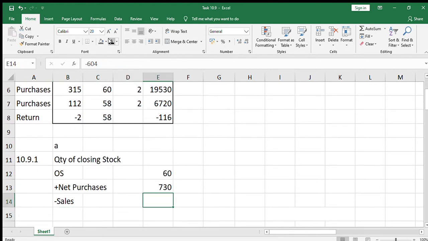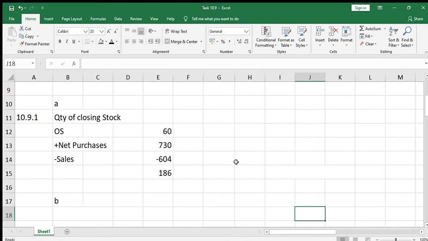Okay, and sales, how many units were sold? That was 604 units. So that gives us a quantity of 186 units. Okay, this is just the quantity of closing stock. We now need to calculate the value of the closing stock.